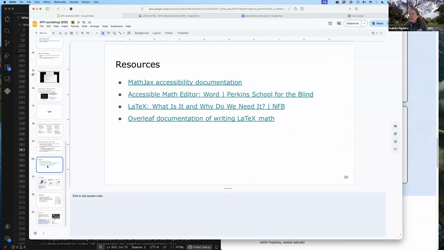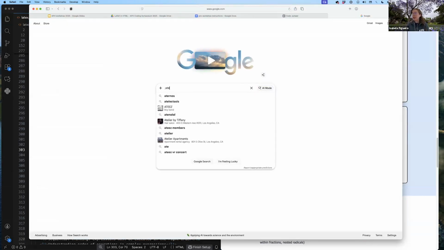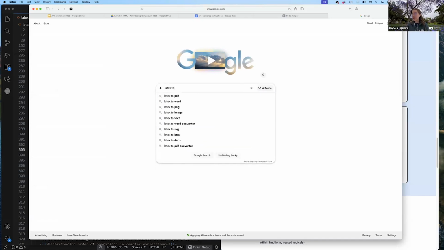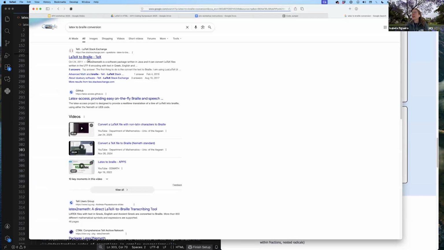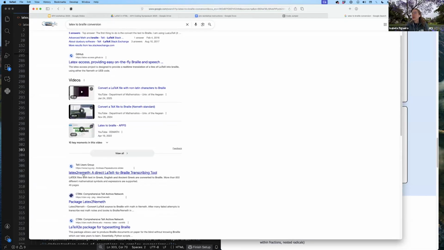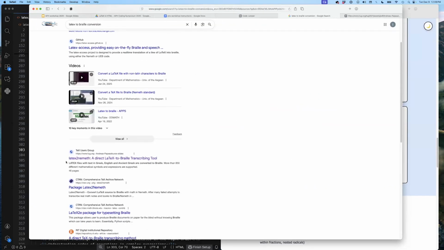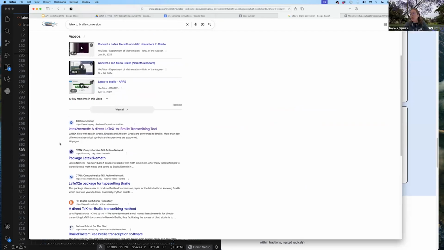Yeah, I didn't link any, but that's a good question. Let's see. I'm going to search on Google quickly, LaTeX to Braille conversion. So I see this LaTeX-to-Nemeth tool. Maybe this is something. No, this is a PDF. Never mind. I would have to look it up. That's a good question though. I know they exist.